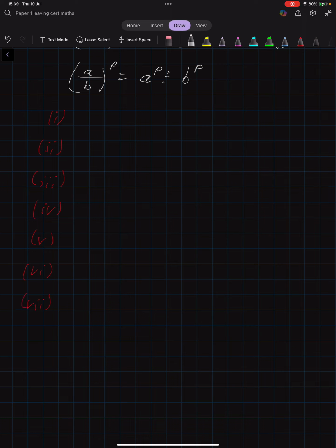For the first part, it's a to the power of 7 divided by a to the power of 2. Here you minus powers, so that's a to the power of 5, so 7 minus 2. Next, a to the power of 7 multiplied by a squared. Here you add powers, so it's a to the power of 9.